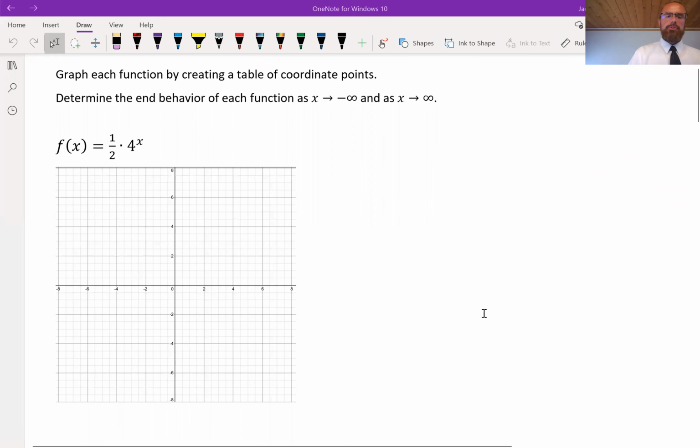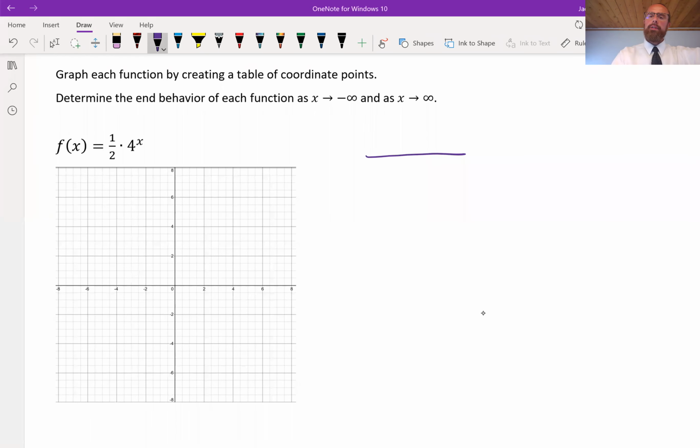So we've got a function here, f of x equals 1/2 times base 4 to the power of x. We want to graph the function by creating a table of coordinate points. And then we want to determine the end behavior of the function as x approaches negative infinity and as x approaches infinity. Let's start with a table of coordinate pairs.